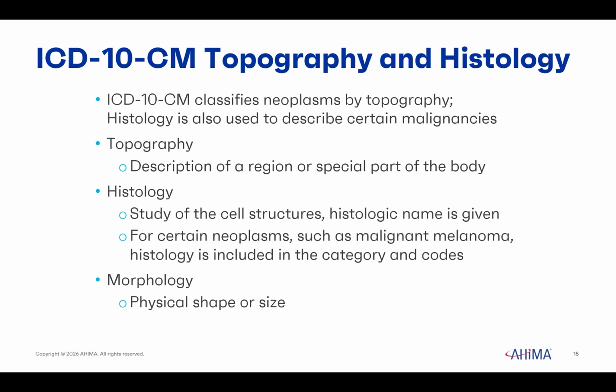ICD-10-CM also classifies neoplasms by topography, and histology is used to describe certain malignancies. When we talk about topography, we're talking about a description of a region or a special part of the body. Histology is dealing with the cell structures. So, for certain neoplasms like malignant melanoma, histology is included in the code category. When we talk about morphology, we're talking about the physical shape or size of the cells themselves.